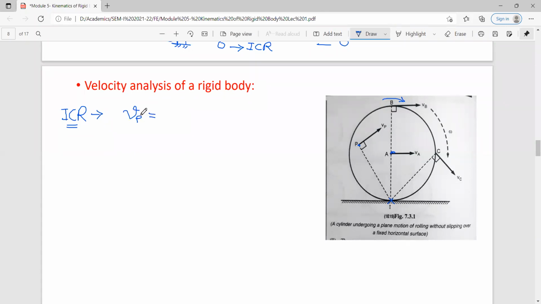So what is the radius of point P? It is the distance which connects the point with the center of rotation. So you connect this line P with I. So it is your radius. So your radius is equal to IP, multiplied by the angular velocity of the cylinder, omega.